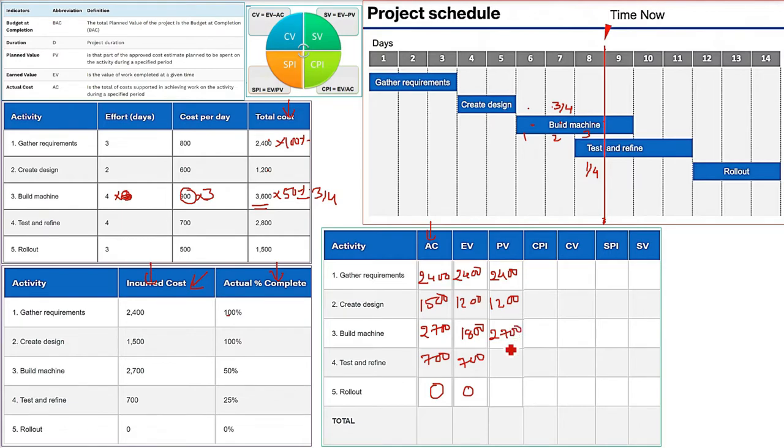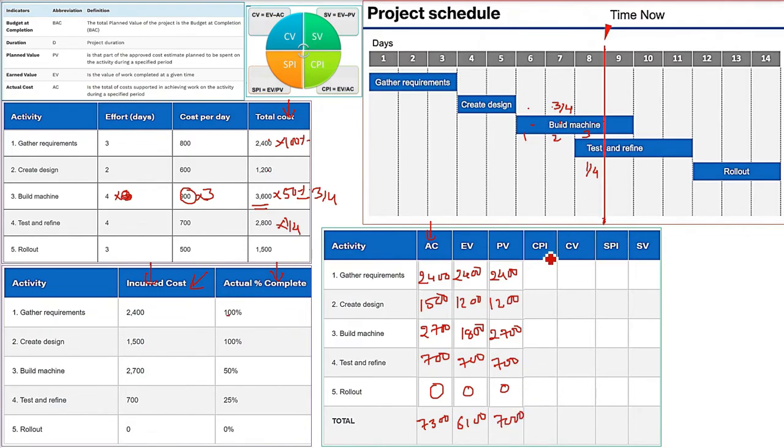Okay. Now same way you are going to do for the test and refine. Test only 1 day, 8th day. So 1/4. Or you can do one more thing. You can just take 1 day. So 700 is the cost per day and effort per day is 700. So just write 700 here. Okay. Now what you have to do? Just add all of these in column. So when you add this first column for AC, you will get 7300. Now coming to EV, when you add them, you are going to get 6100. PV, add them, you are going to get 7000.